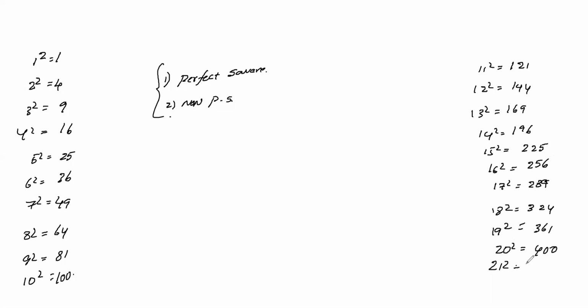21 square is equal to 441. 22 square is equal to 484. 23 square is equal to 529. 24 square is equal to 576. The last one, 25 square is equal to 625.